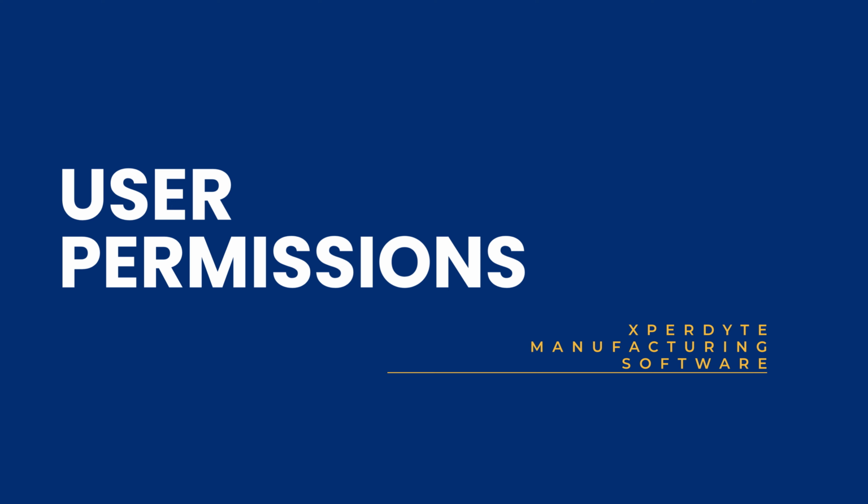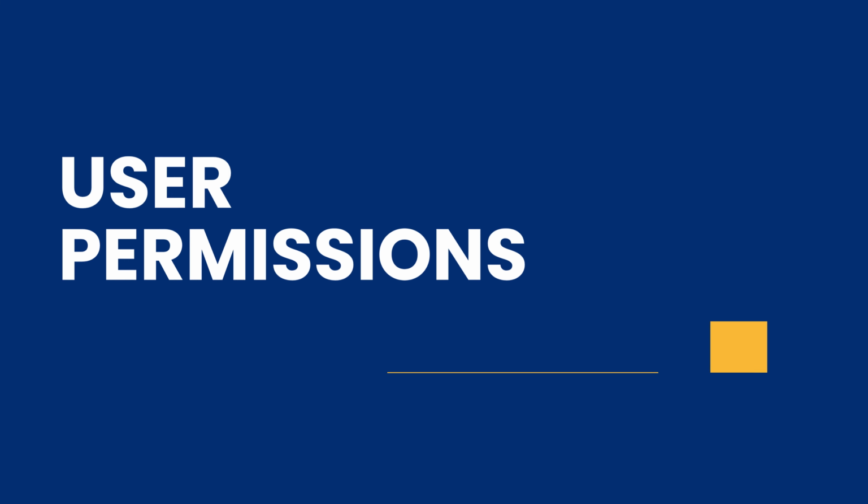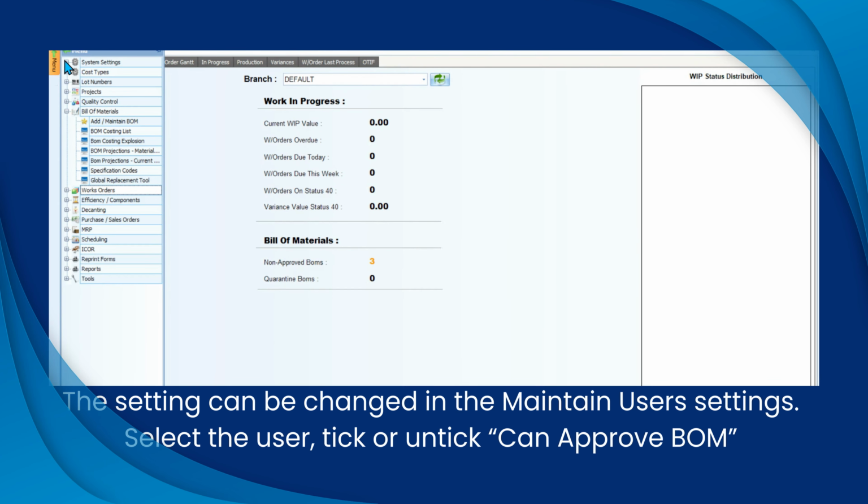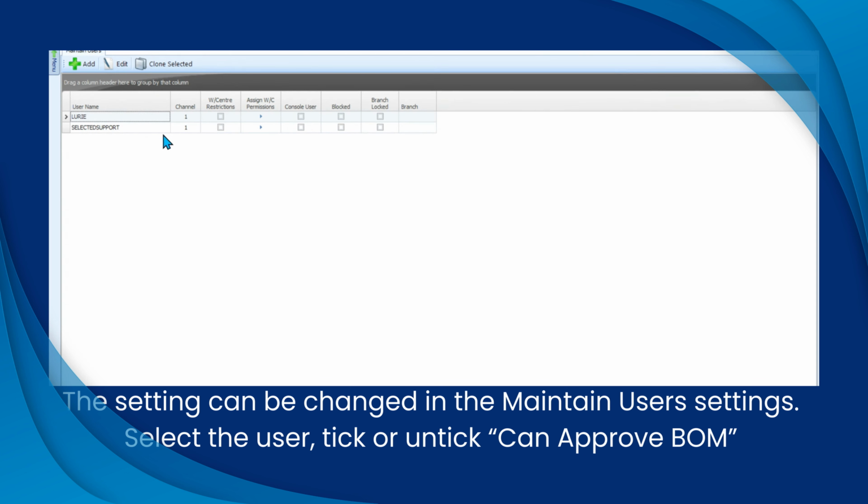The ability to approve a bill of material should only be configured for appropriate admins under the user login permissions. The setting can be changed in the Maintain Users settings. Select the user, tick or untick can approve BOM.